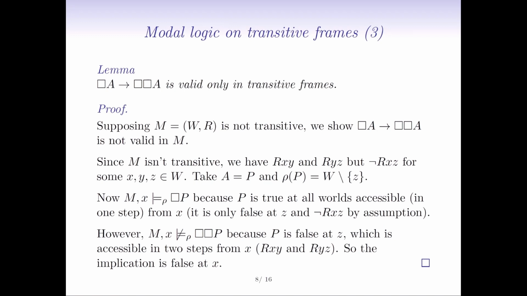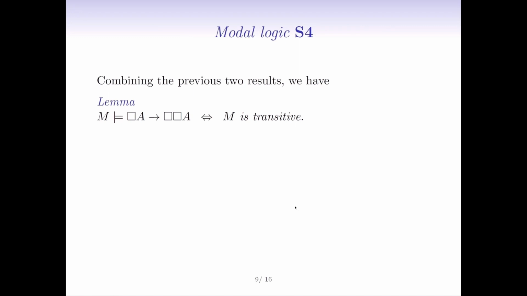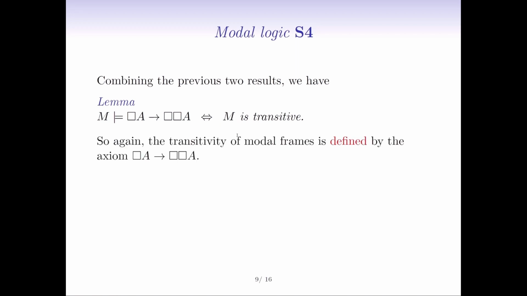In other words, the formula is valid only in frames that are transitive. So we now have our lemma saying box A implies box box A is true in all transitive frames, and it's not true in any non-transitive frames. So by combining those two facts, we have that the formula box A implies box box A is valid in a frame M if and only if that frame is transitive.